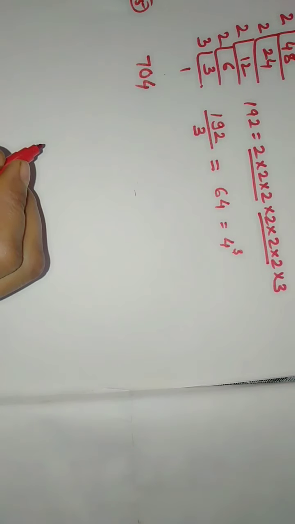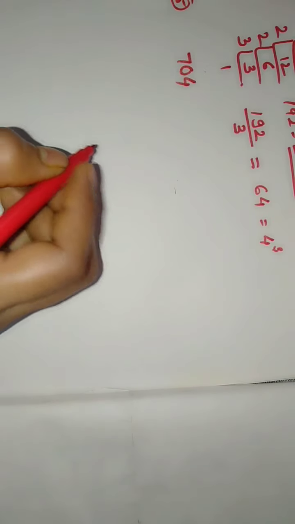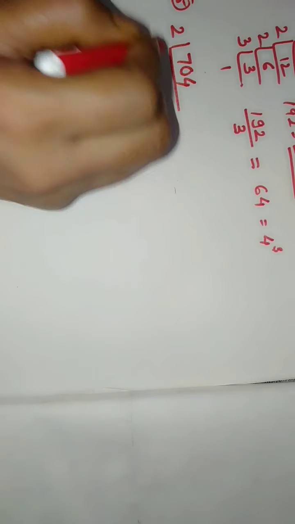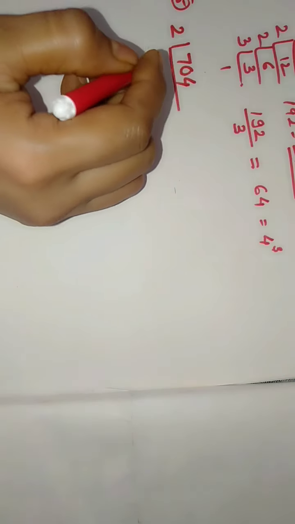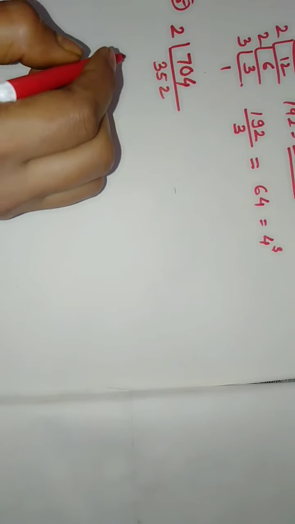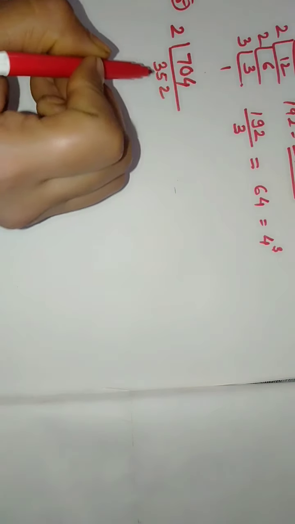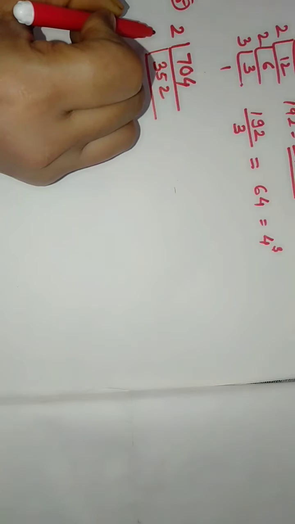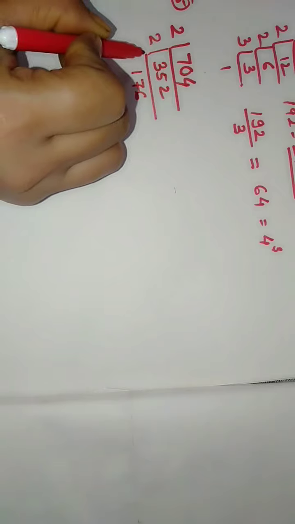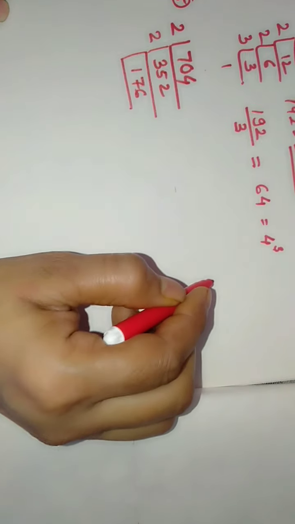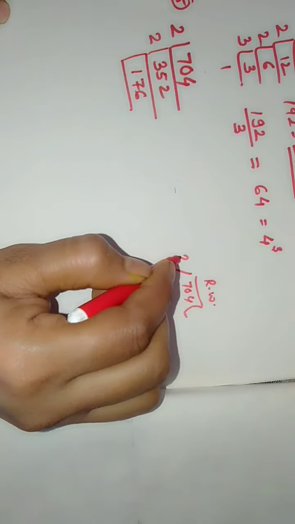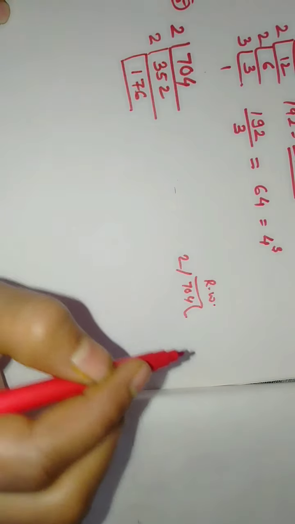704. Let us try to find out for this one. 704 dividing by 2 will be getting 352. Now again this is divisible by 2 as 176. Now you can just do the division in rough work. If you find difficulty, then you can just find out with the rough work.